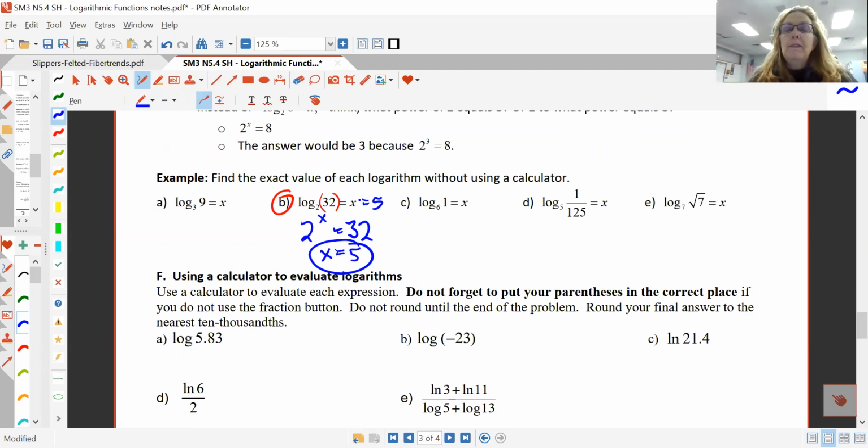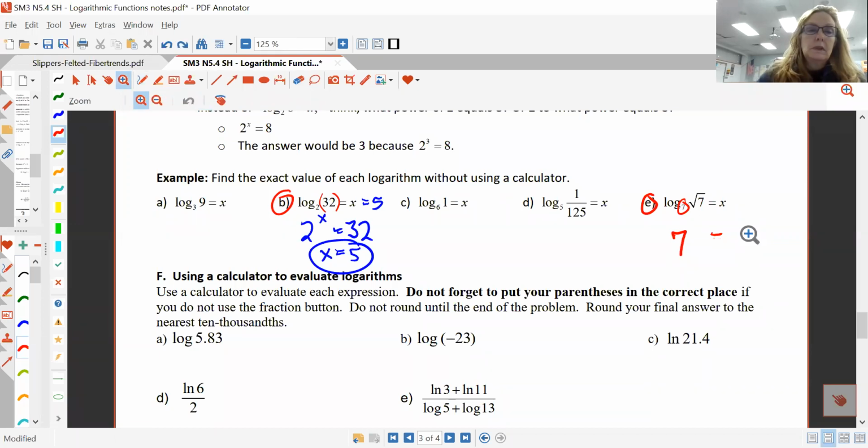All right, if I'm doing a little more funky one, then I have to be thinking about what that is. So let's look at E. E is a little weird. 7 to the log base 7. So 7 is my base, 7 is my base. Okay. Equals square root of 7 on the outside.